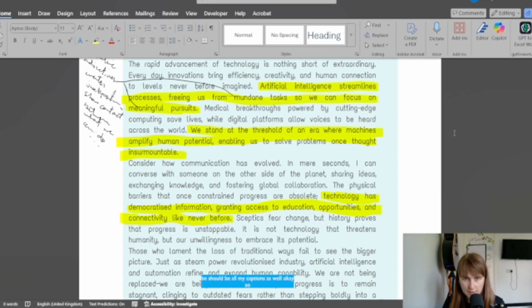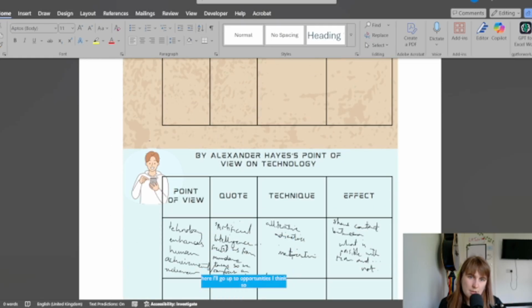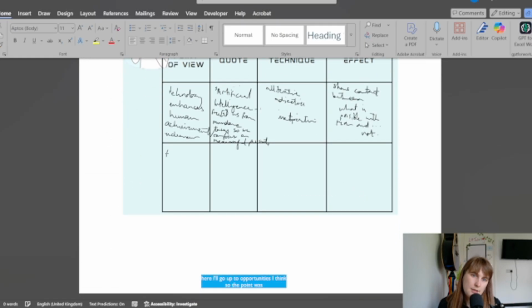Okay, so the second thing was the fact that it's a leveler, right? So it makes everyone in a more equal situation, which was this one here. I'll go up to opportunities, I think. So the point was that technology breaks down inequality.